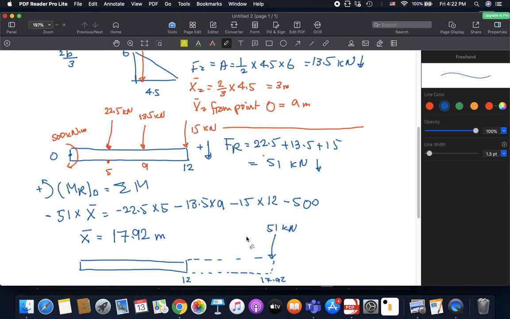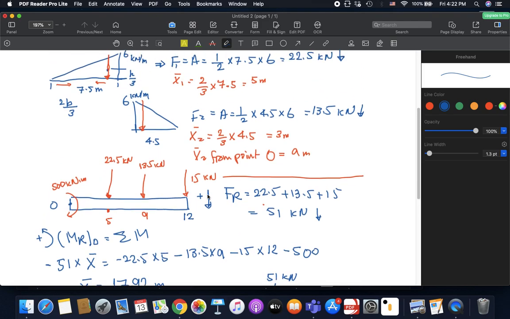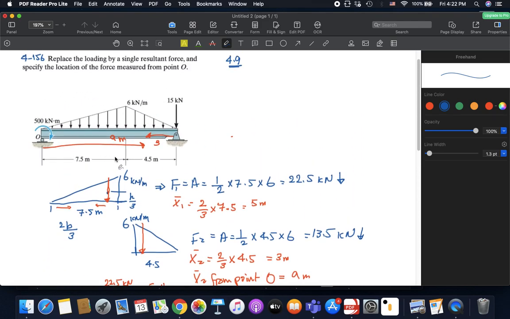So now this system should be equivalent to this system, right? So now we have only one force, one resultant, no couples, no other forces, no distributed loading, nothing. So the beam with a length of 17.92 meters, right, and a point loading of 51 kilonewtons is equivalent to this initial beam. Okay?